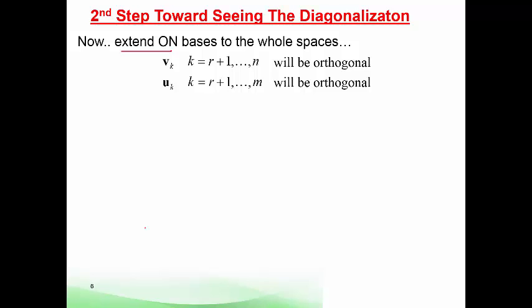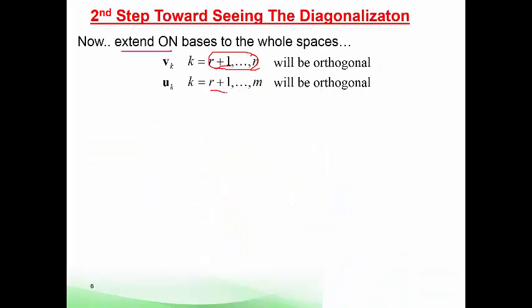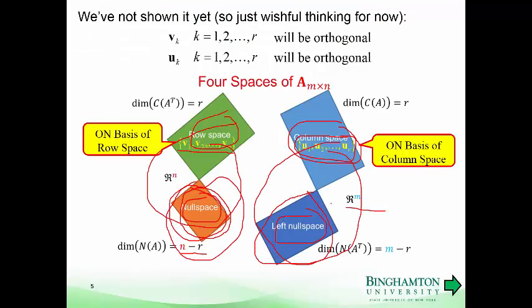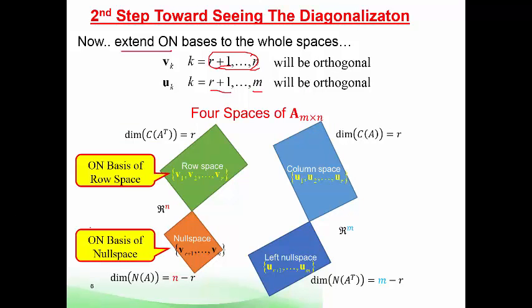Pick Vk, where k runs from r plus 1 out to n. Notice that there's just enough here to cover this null space because its dimension is n minus r. And then we're going to pick from r plus 1 out to m some orthogonal vectors that will span that space. So we just pick them. Now we've got an orthonormal basis for this subspace, but they're also orthonormal to each other.